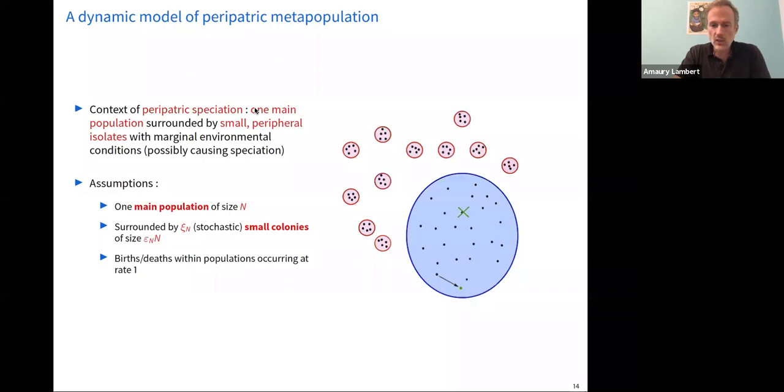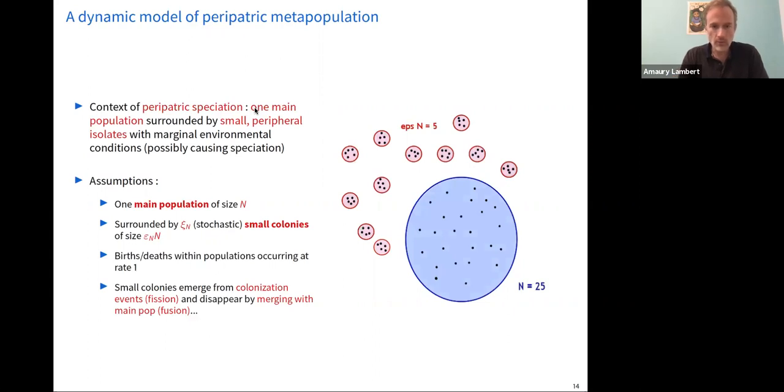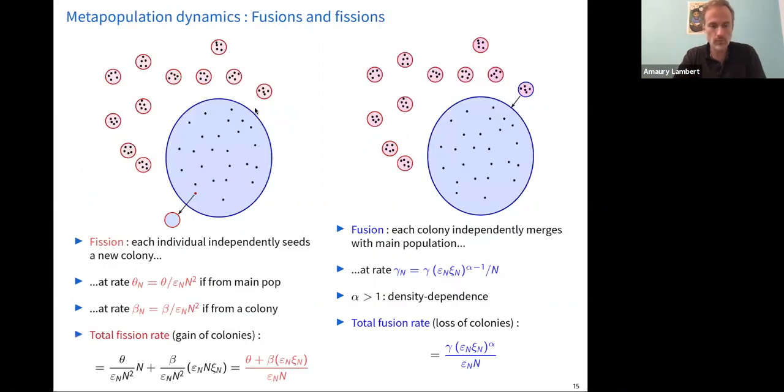Inside each population, there will be birth-deaths occurring at rate 1, like in the Moran model. So you have simultaneous birth and death so as to keep the size of populations constant. And the small colonies will see their number vary. They will emerge from colonization events called fission and disappear by merging with the main population, called fusion.